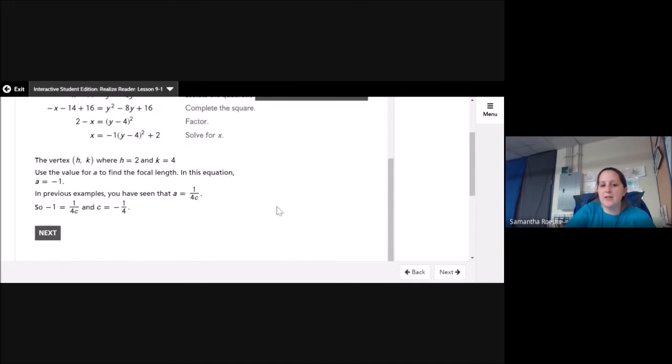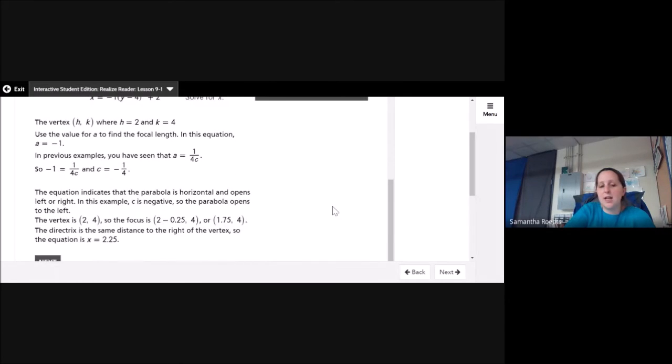Use the value for a to find the focal length. In this equation, a equals negative 1. In previous examples, you have seen that a equals 1 over 4c. So negative 1 equals 1 over 4c, which means c equals negative 1/4. The equation indicates that the parabola is horizontal and opens left or right. In this example, c is negative, so the parabola opens to the left.